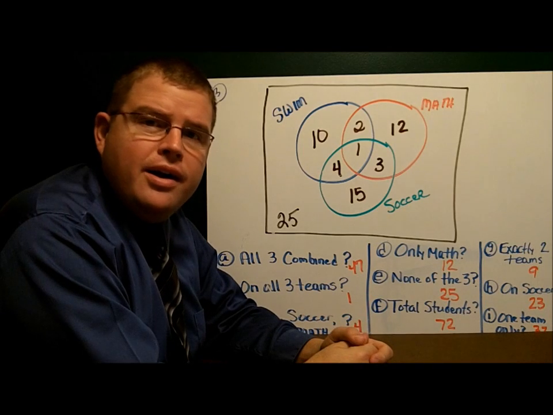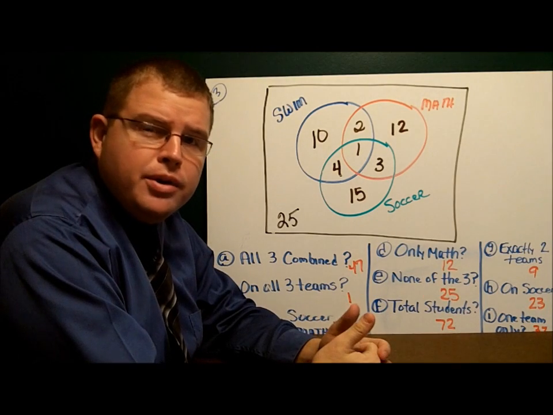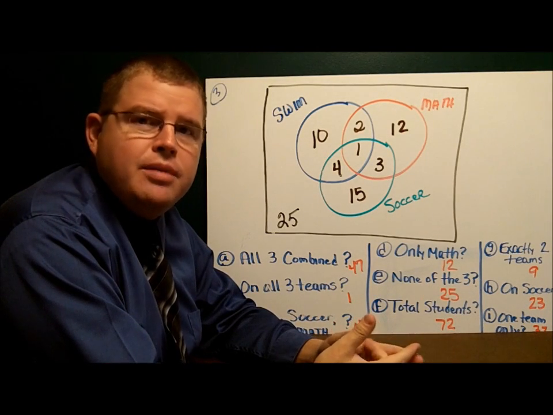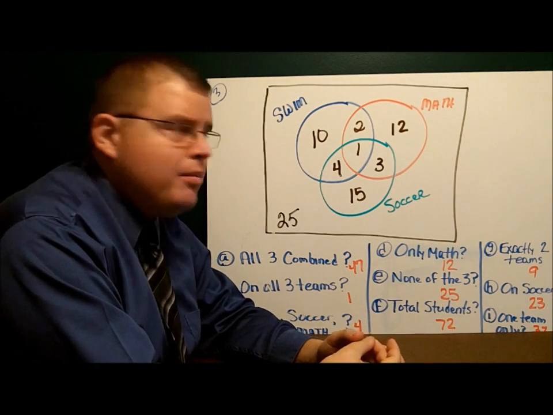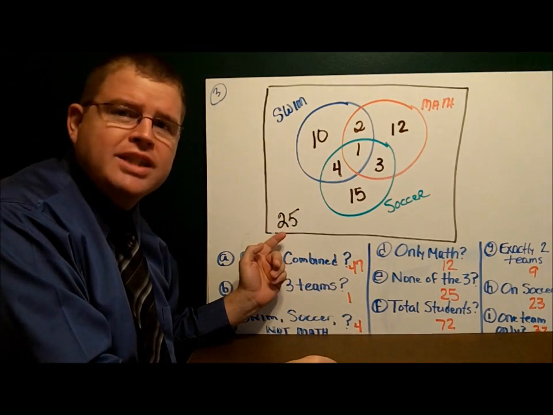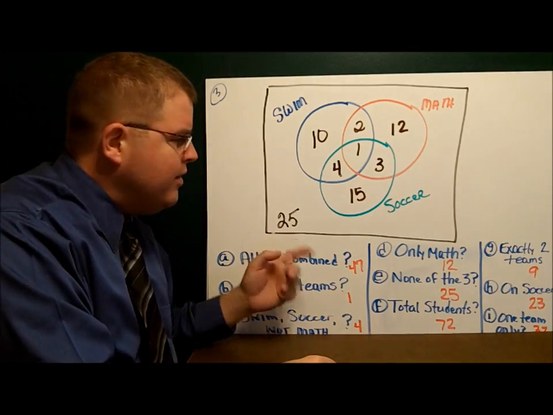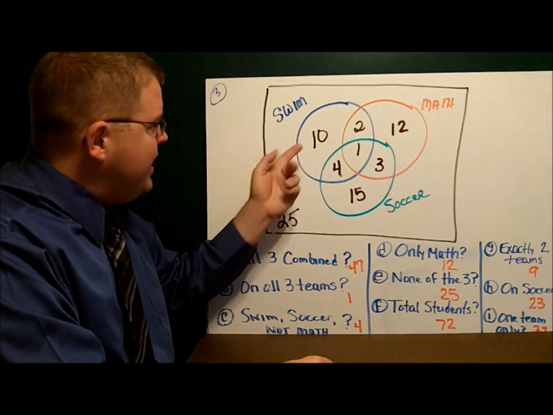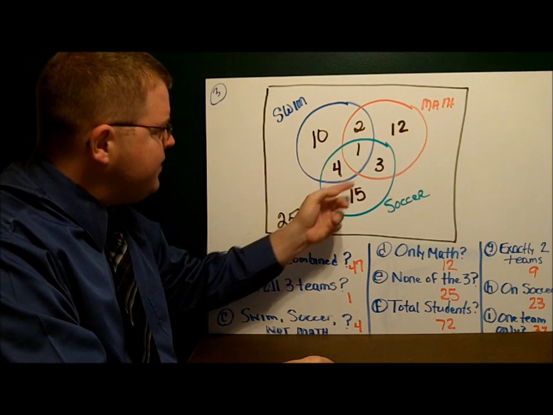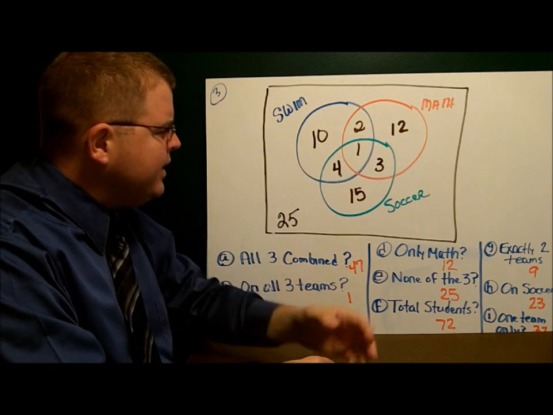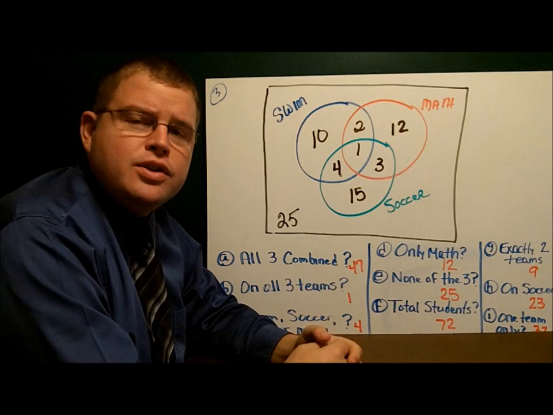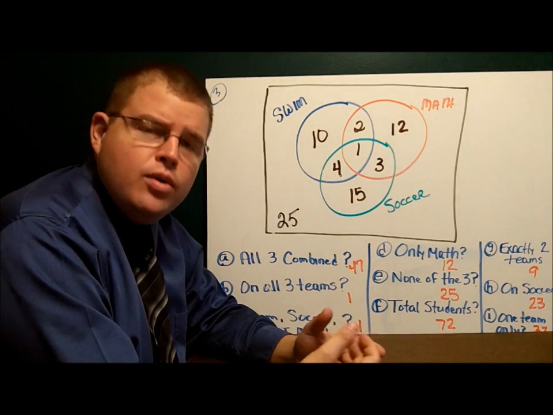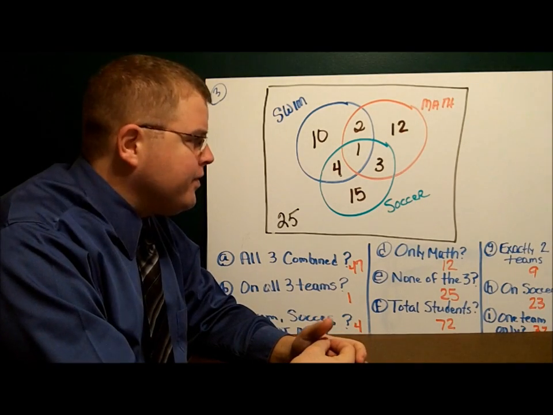How many people are on none of the 3 teams? They don't participate in the math team, the soccer team, or the swim team. Well, that's these 25 who are outside of the circle. Finally, how many students altogether are there? Well, 25 plus 10 plus 4 plus 15, 3, 1, 2, and 12. Add them all together. There's a total of 72 students who are represented by this diagram.